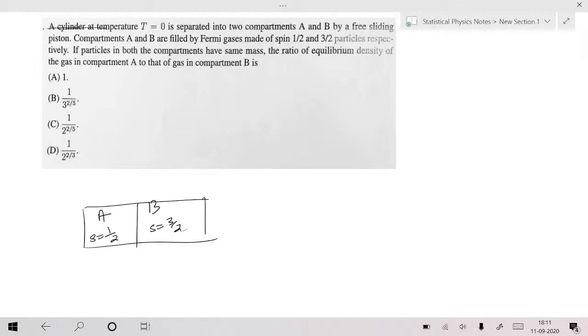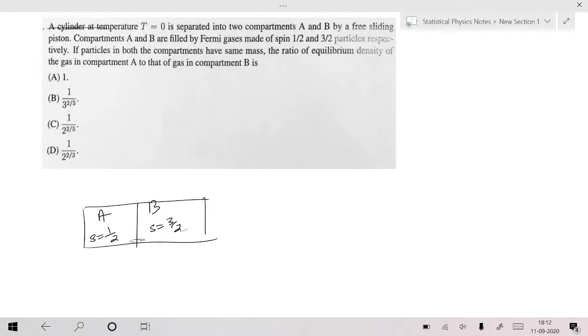Anyone, can you quickly comment how you deal with this one? What will happen when you remove the partition? Freely sliding piston, that's what he said, am I right? He said this is a freely sliding piston. Again, what is the equilibrium situation? How do you relate that to density? Quickly, somebody comment.